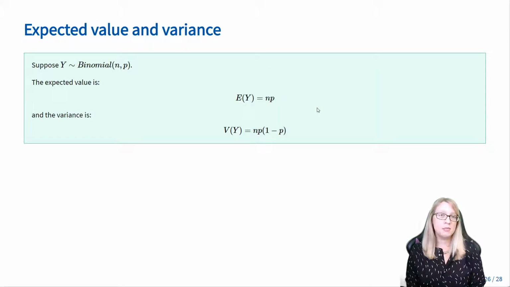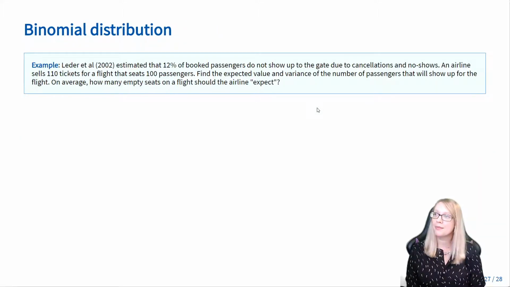All right, so let's talk about some properties of the binomial distribution, specifically the expected value and the variance. So suppose that Y is distributed binomial with parameters n, p. The expected value of Y, the expected number of successes, is the number of trials n times the probability of success p. The variance of Y is n times p times 1 minus p.